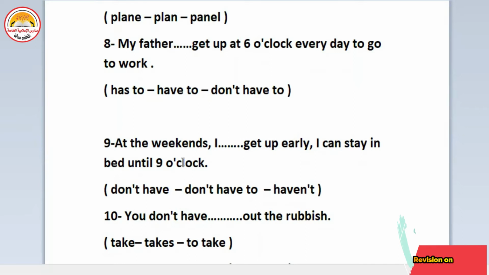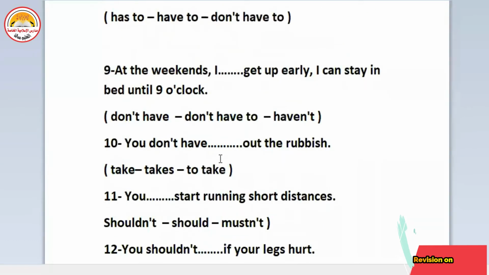And number 10. Who can answer number 10? Malak Ashraf. You don't have not out the rubbish. Have to take. To take. Very good. Thank you. It's correct. So here, number 10 will be: you don't have to take out the rubbish. Okay. Number 11.